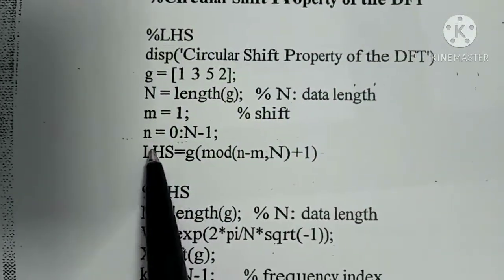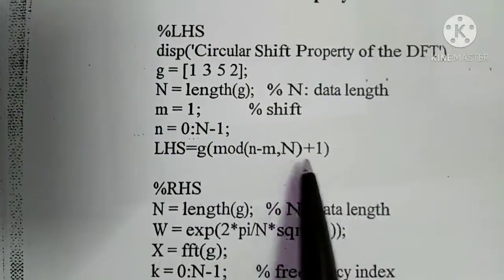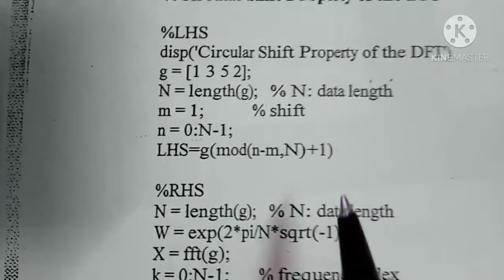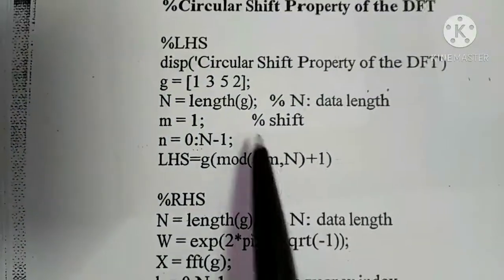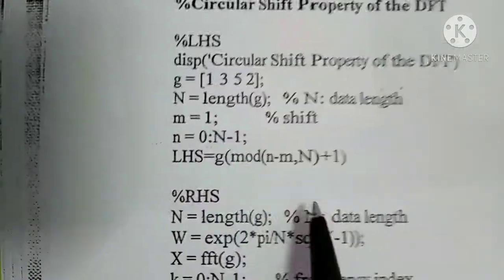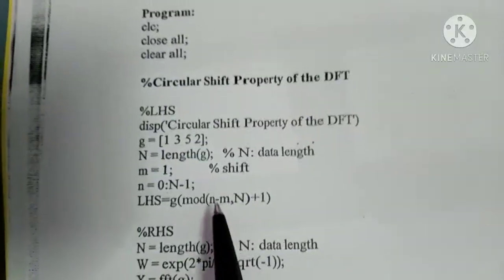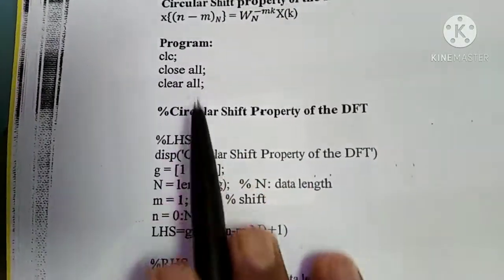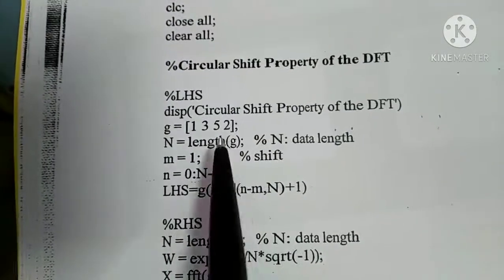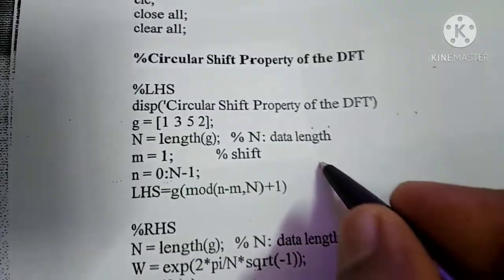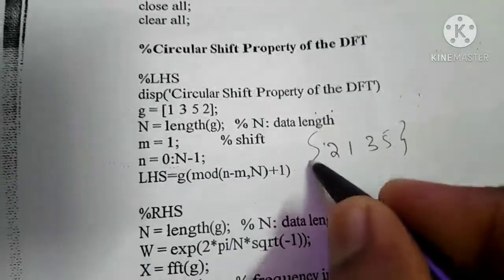Now the LHS is equal to mod of n minus m, N, plus 1. Here we are shifting our values by some amount, n minus 1 comma N. Here the value of N is the length of this sequence, which is 4. We are shifting the value of g. What is g? G is nothing but our sequence. I am shifting that sequence by a value of 1, so m is equal to 1. After shifting by 1, you get the values 1, 3, 5. This is the gm I am getting.